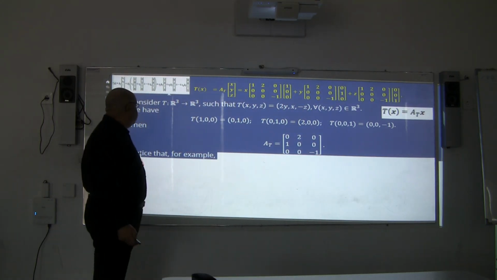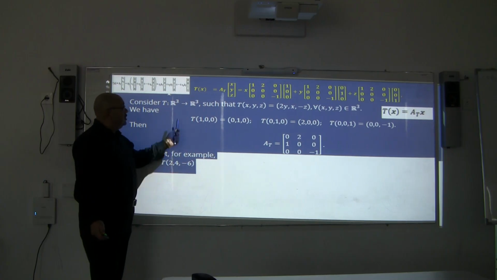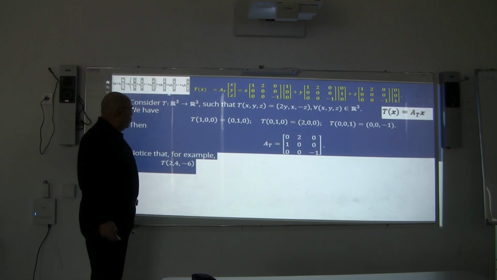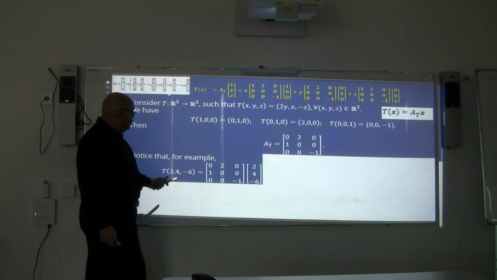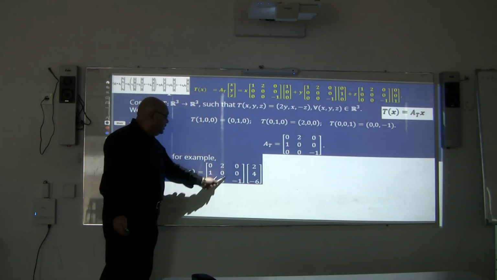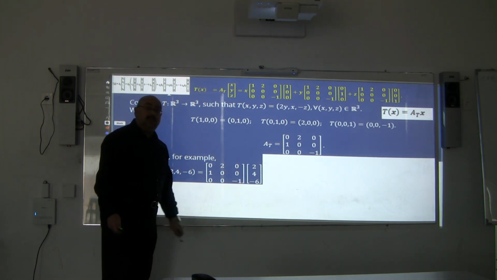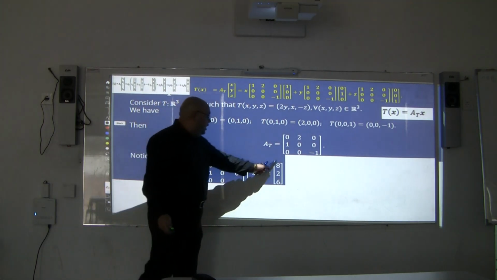Notice that for this example, this is of course a linear transform, because if I have 2, 4, and negative 6, I can easily write 2, 4, minus 6 as the transformation matrix times 2, 4, and 6. What's that, Muhammad? The result will be 8, 2, and 6.